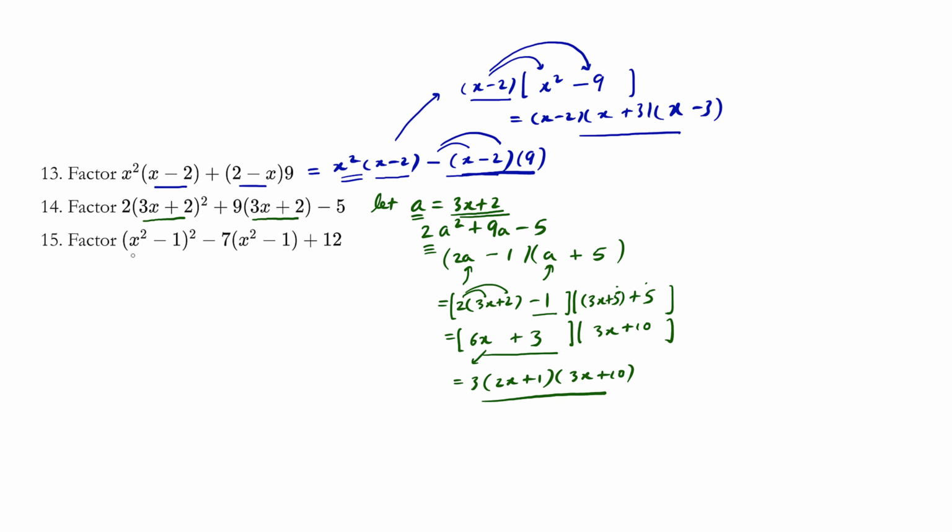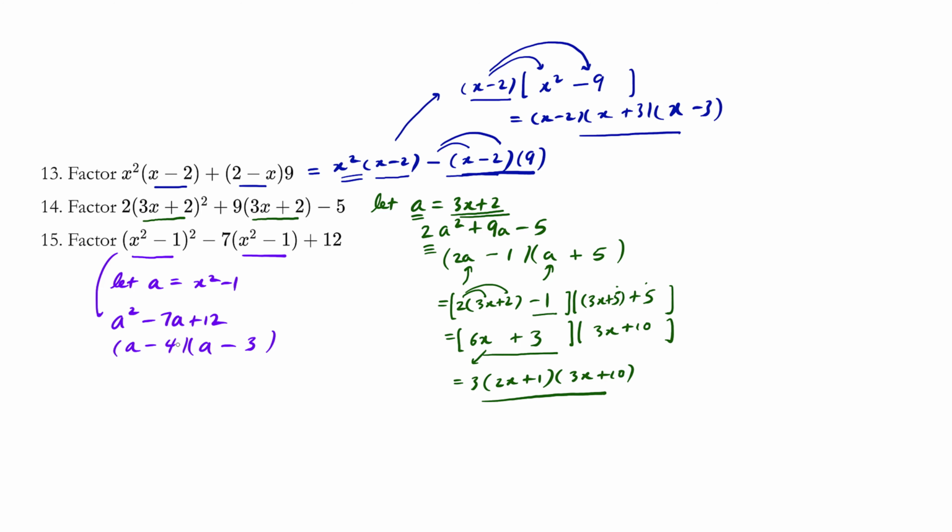Let's try question 15. We notice the same repetitive inside here, so we can let that be a. Let a equal x squared minus 1. So the original question now becomes, can you factor a squared minus 7a plus 12? And this is simple trinomial factoring. This is a. The minus plus pattern means it has to be minus minus, because something times something is 12. It adds to be -7. Let's try 4 and 3.